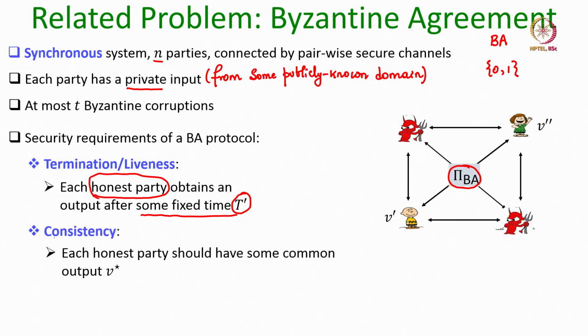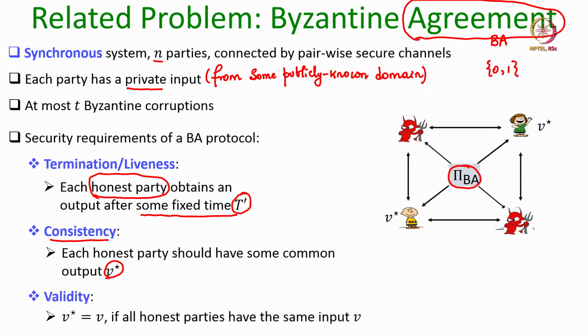The second requirement is the consistency requirement, which demands that each honest party should have a common output after time T', call it V*. And that is why the term agreement. We want to ensure that even if the parties start with different inputs, they should come to a common conclusion, they should be on the same page. So, they should have a common output V* after the time T'.